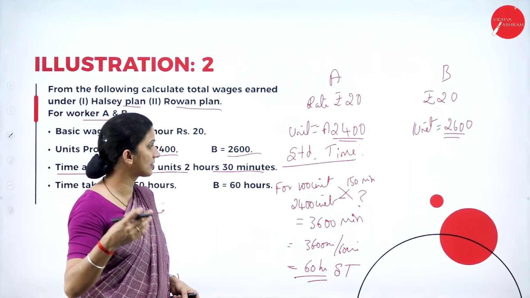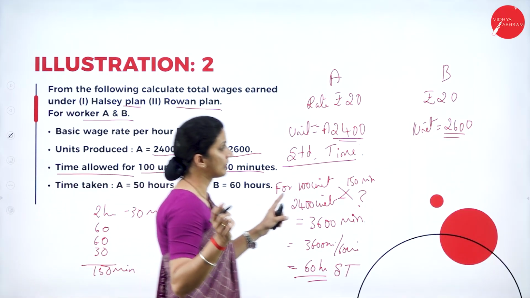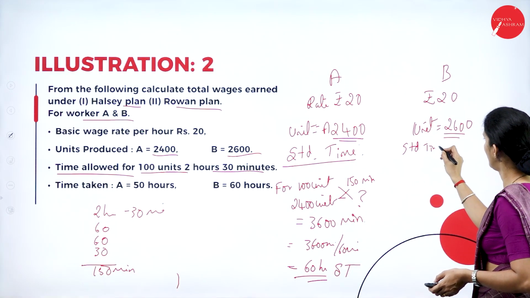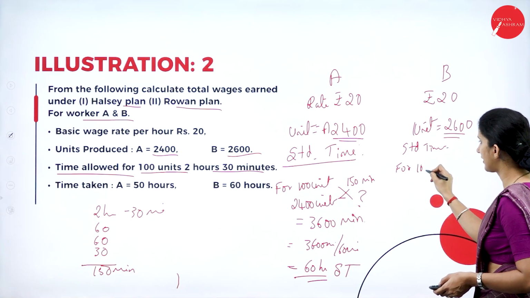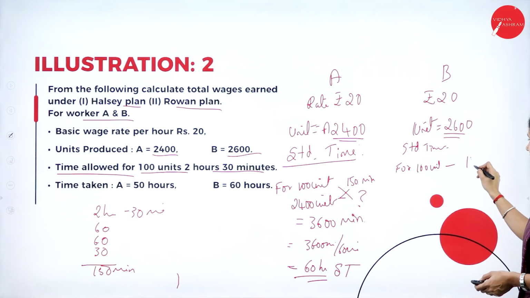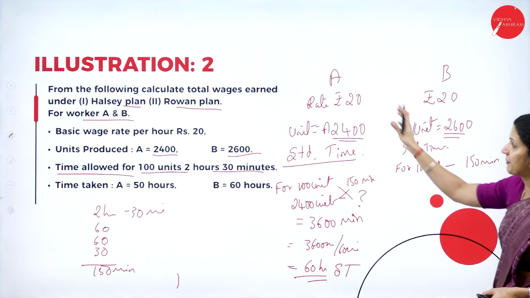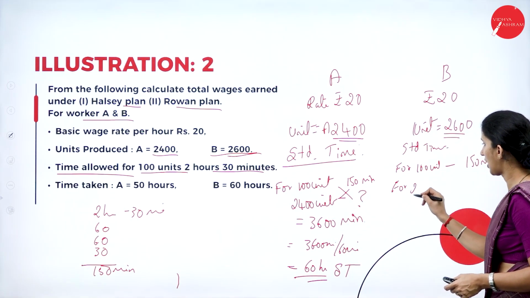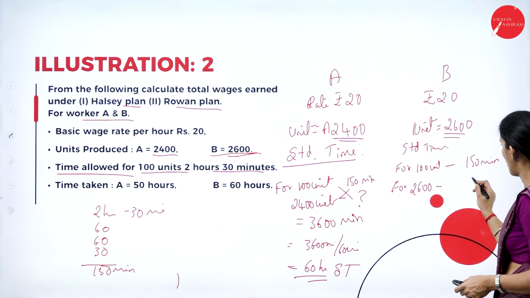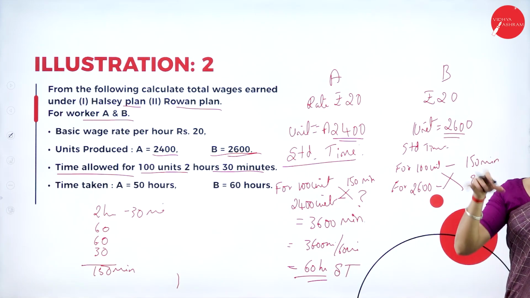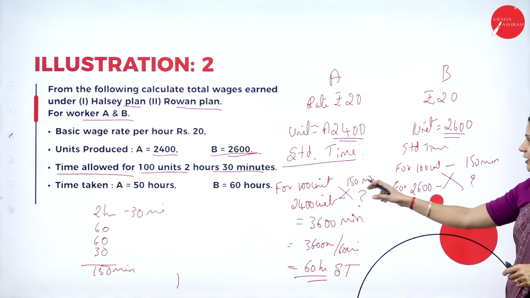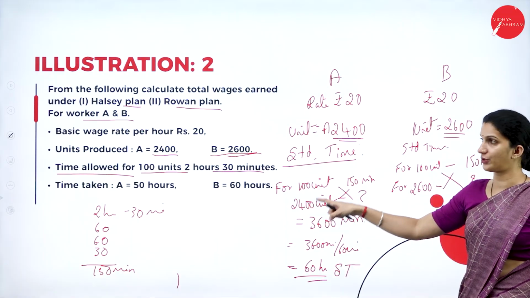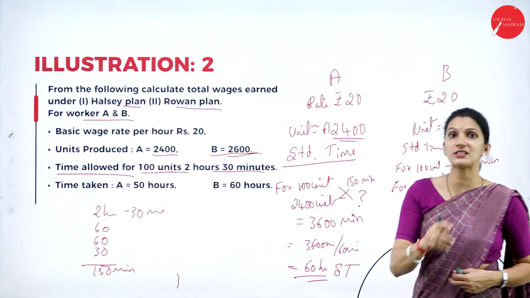The same way we will calculate for B also. See, now we will calculate for B. The standard time for 100 units, the time allowed is 150 minutes. And what is B's production here? It is 2600 units. For 2600 units, what is the time required, by cross multiplication? This 150 minutes is the same for both workers, but A produced 2400 units and B produced 2600 units.